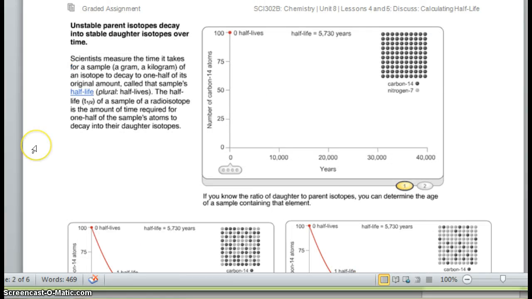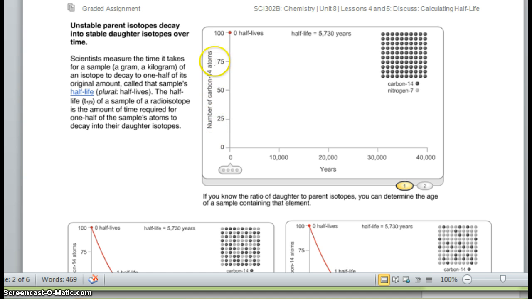Okay, so basically this is talking about half-lives. The idea of a half-life is that you have a radioactive sample, and after a certain amount of time, half of the original sample decays into a different element. So unstable parent isotopes decay into stable daughter isotopes over time. Scientists measure the time it takes for a sample, a kilogram, a gram, of an isotope to decay to one half of its original amount. That's called the sample's half-life, or plural half-lives. The half-life, abbreviated T sub 1/2, of a sample of a radioisotope is the amount of time required for one half of the sample's atoms to decay into their daughter isotopes.